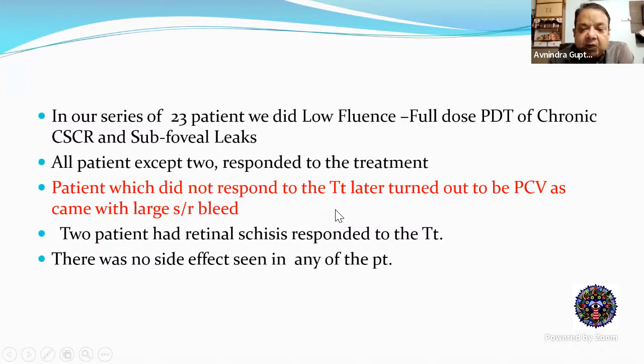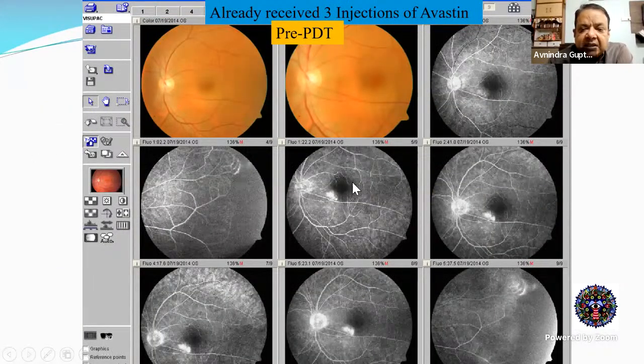The patients who did not respond to the treatment later turned out to be PCV, as they came with a large subretinal bleed after 6 to 8 months of doing PDT. Two patients had retinal schisis and responded well to the treatment, which we have shown before in the presentation. There were no side effects seen in any of the patients, and there was no decrease in vision or macular ischemia.